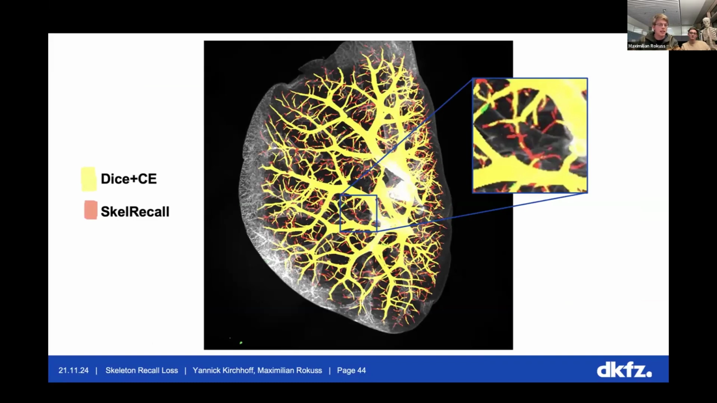In yellow, you can see they're just using dice and cross entropy loss, and using skeleton recall loss on top of that. There we agree. And red is basically the stuff which skeleton recall captures in addition to the method with just dice and cross entropy. And you can really see here that skeleton recall is able to segment all these small, thin, intricate structures, but they are really small, but really important if you look at any downstream tasks.